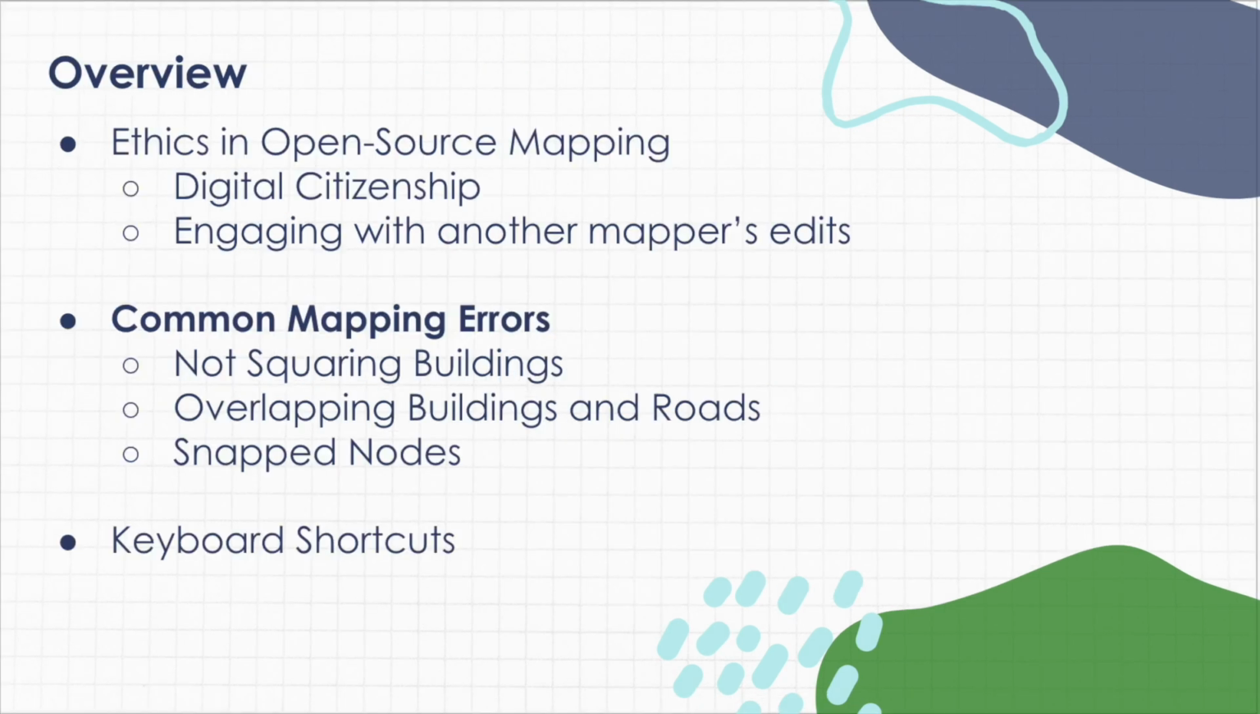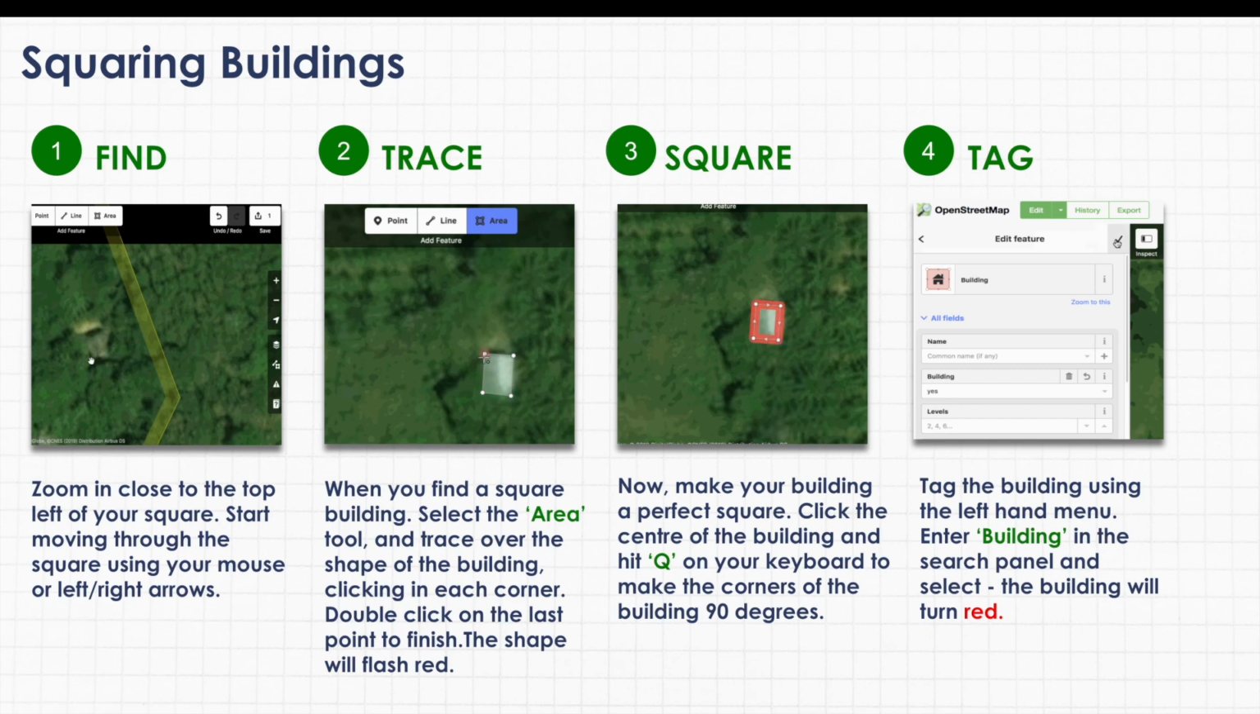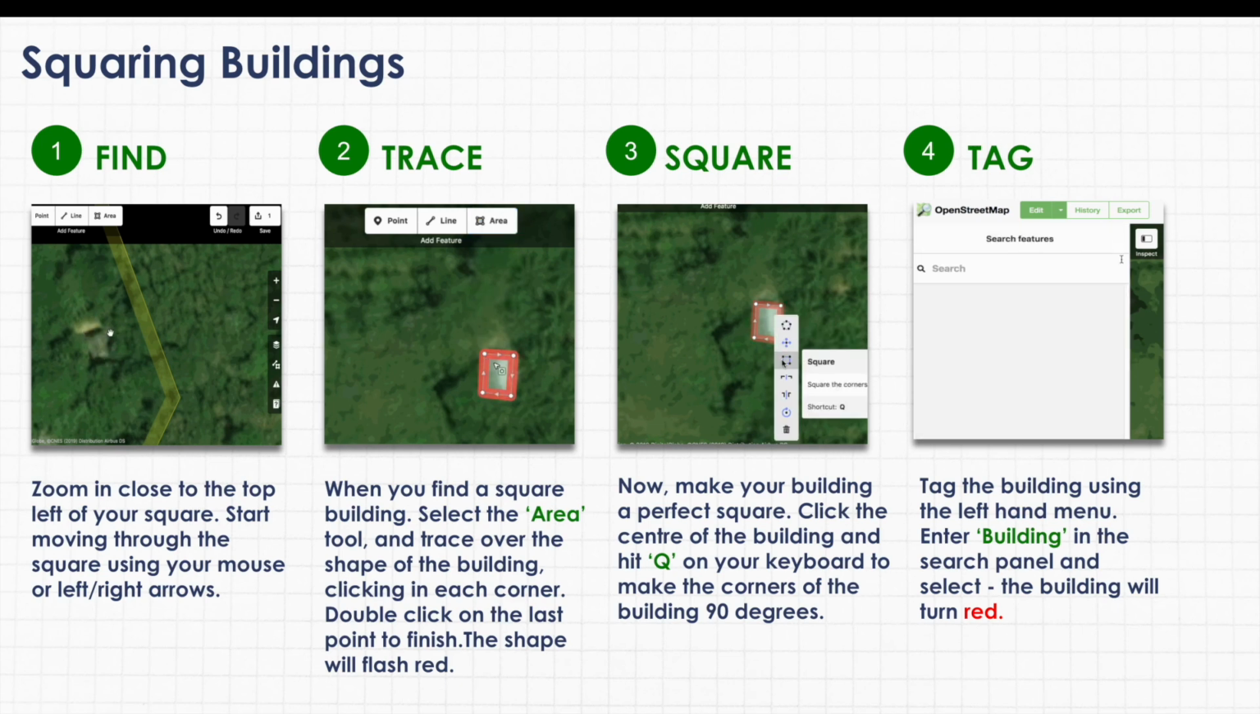Now let's review some of the most common mapping errors for beginner mappers. One of the most common errors with new mappers is not squaring your buildings. So let's take a look at some common errors and what we do about them. Let's do a quick recap of how we map buildings.